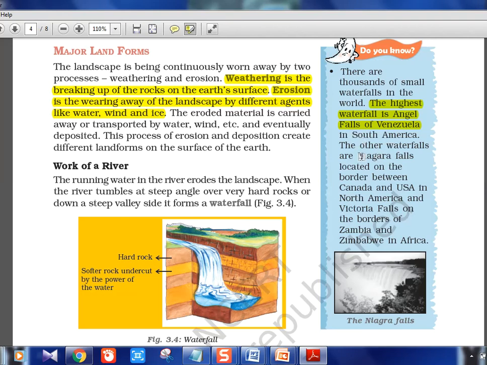The other waterfall, Niagara Falls. This is the largest and this is the highest. Okay, both, know the difference. One is tall, one is large. Okay, Canada, USA. Then Victoria Falls are there, on the Zambia, Zimbabwe border in Africa.